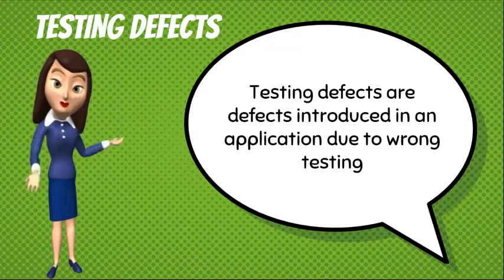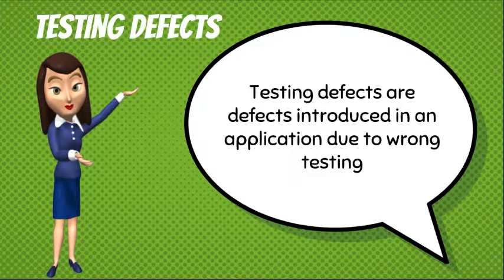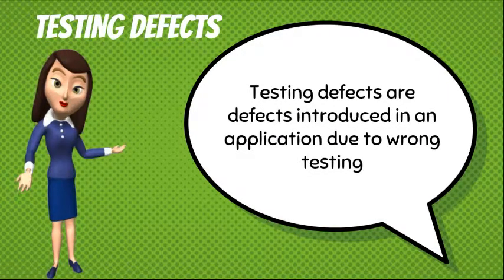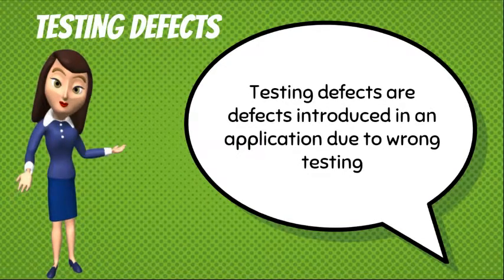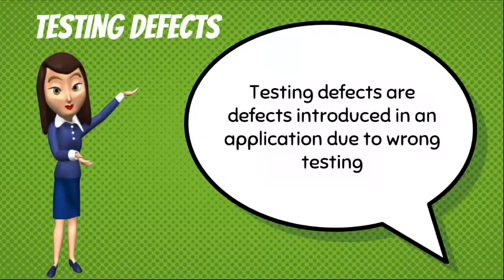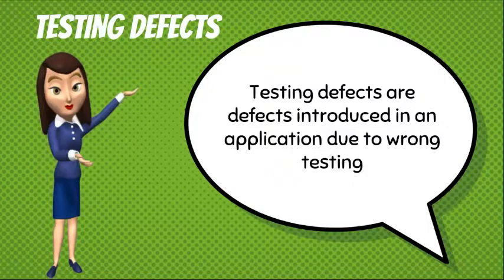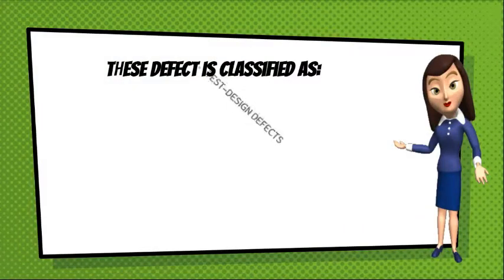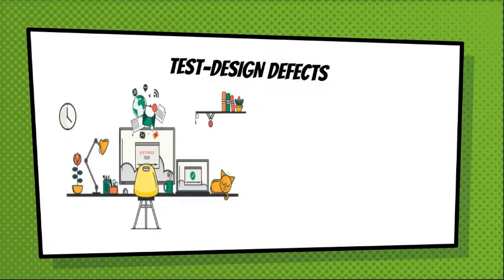And the last classification of defects is the testing defects. Testing defects are defects introduced in an application due to wrong testing. Many developers will fix the defect identified by the tester blindly without asking any question to check validity of defects. Defects which cannot be reproduced or are not supported by requirements or are duplicate may represent a false call. This defect is classified as test design defects, test environment defects, and test tool defects.